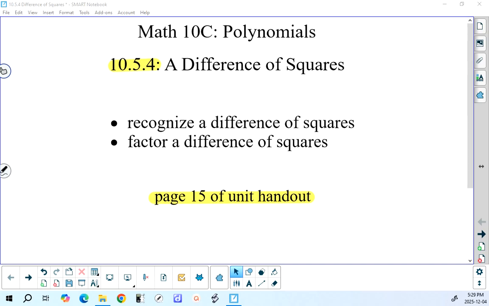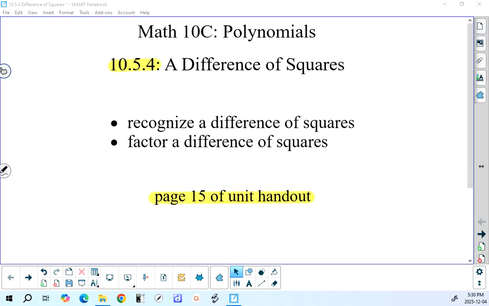We're going to be looking today at finishing off the polynomials unit by learning about what's called a difference of squares. This lesson can be found on page 15 of the West Country Outreach Unit handout. Very minor typing mistake at the top of page 15. On your handout, I believe it says 10.5.3. It should say 10.5.4. Not that it's a big deal, but a couple of you are using the textbook as an added resource, and the numbers at the top here, 10.5.4, refer to section 5.4 in the textbook.